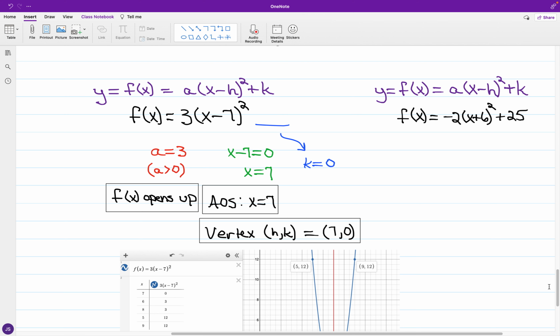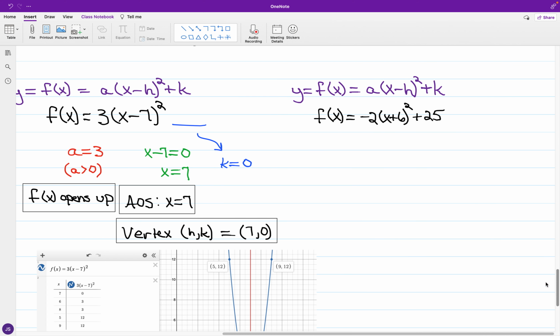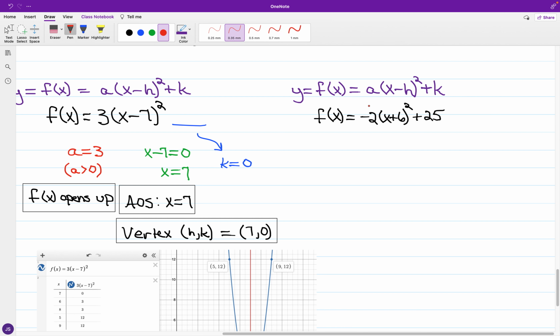Now, for our other function, we also have vertex form, so we were able to go ahead and determine the value of a.